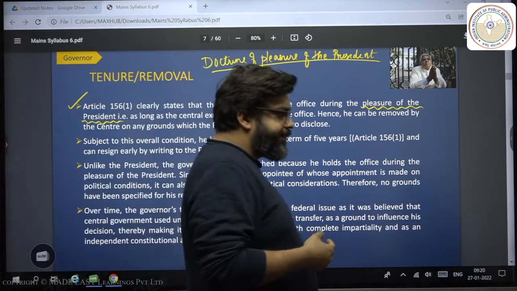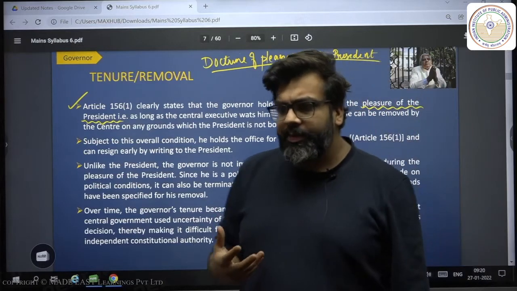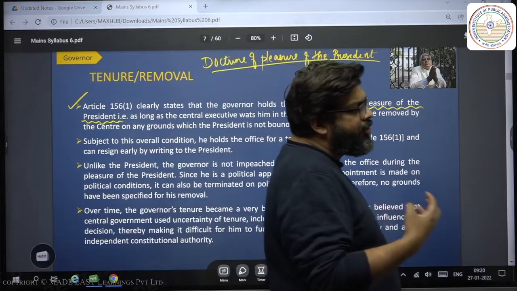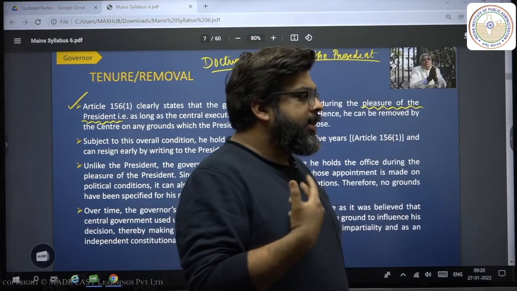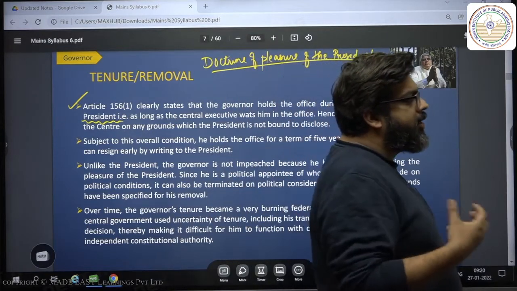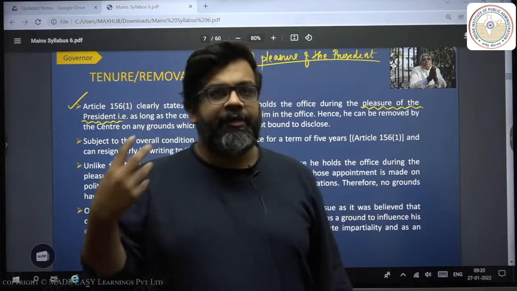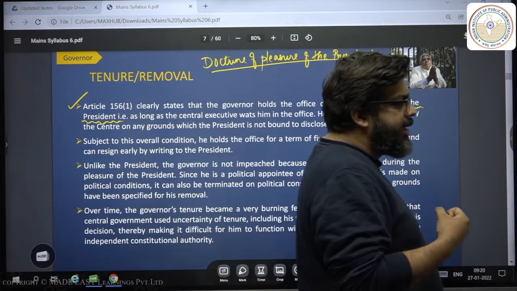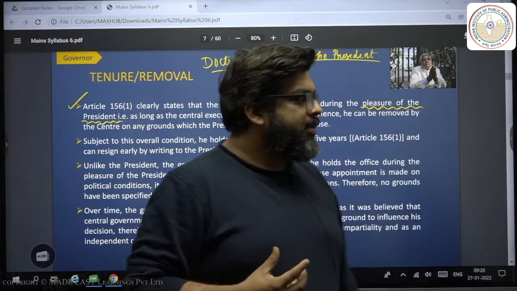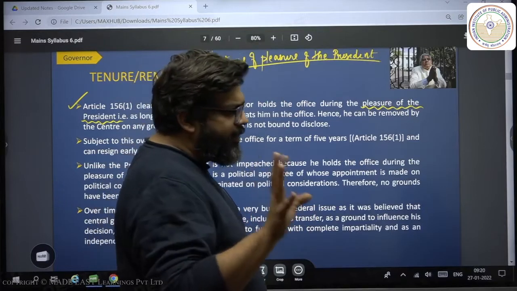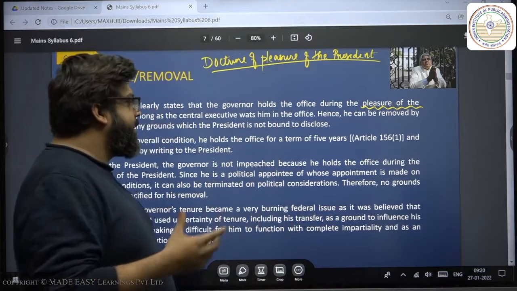Of course, there has been the SR Bommai judgment, which the Supreme Court has very clearly endorsed, that the reasons should not be political, should not be abstract, should not be things like the governor does not hold ideological congruence with the center, or the governor is inefficient as such. The governor is a very sanctimonious office, and the reasons for removing the governor must indeed be very, very grave. Unfortunately, we are still not implementing that judgment in its true letter and spirit.